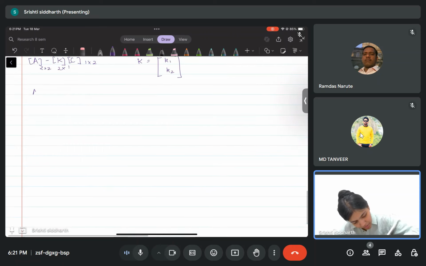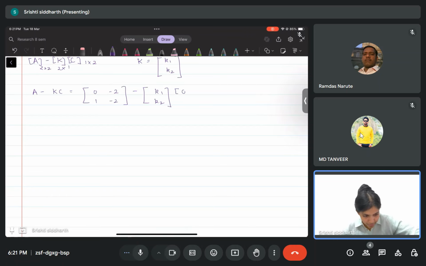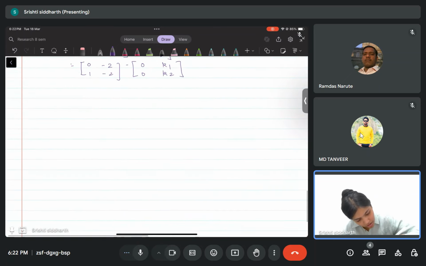So A minus KC is going to be the matrix A with entries 0, minus 2, 1, minus 2, minus K times C, which gives 0, K1, 0, K2. Then we can simply subtract these two matrices. We have minus 2 minus K1, and 1 minus 2 minus K1.